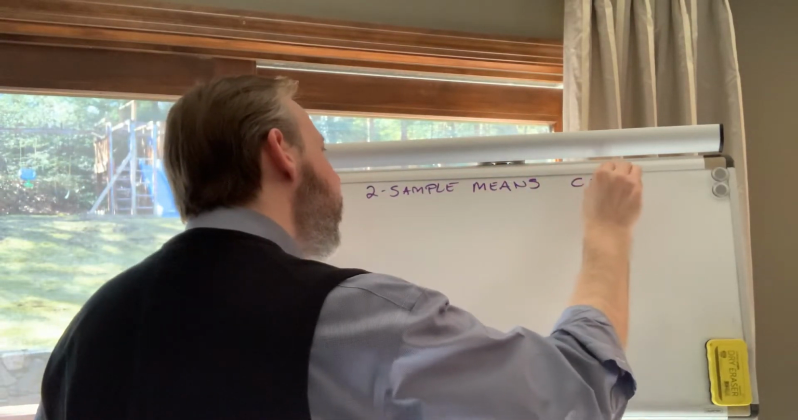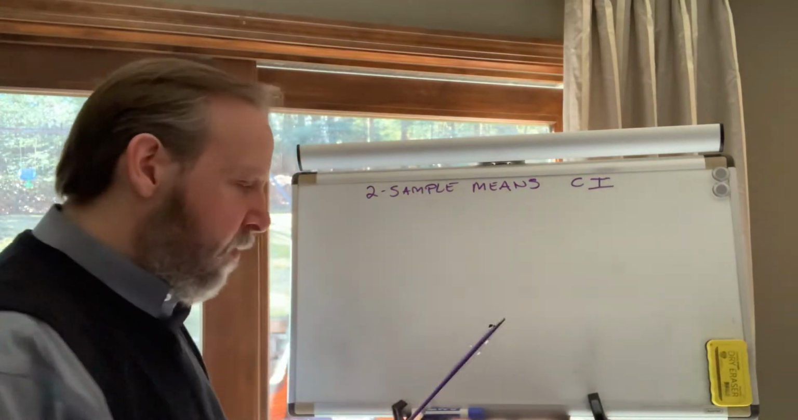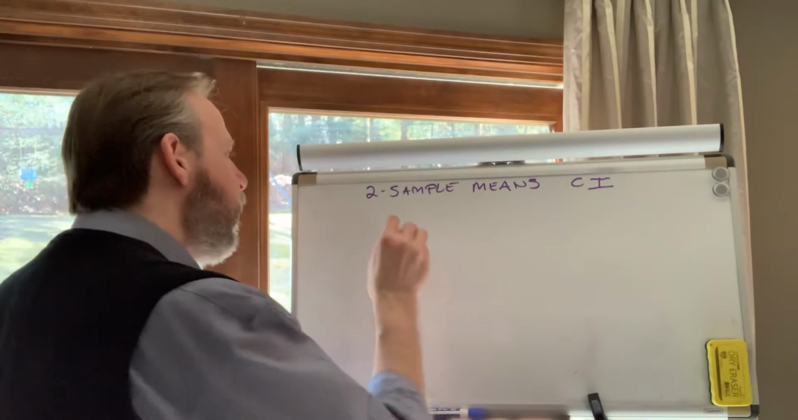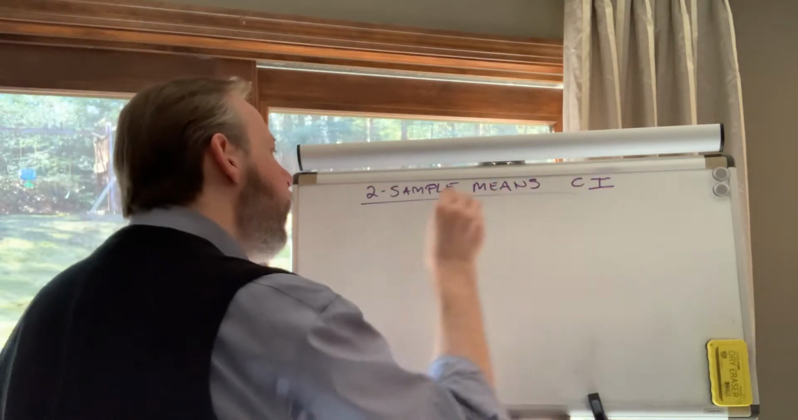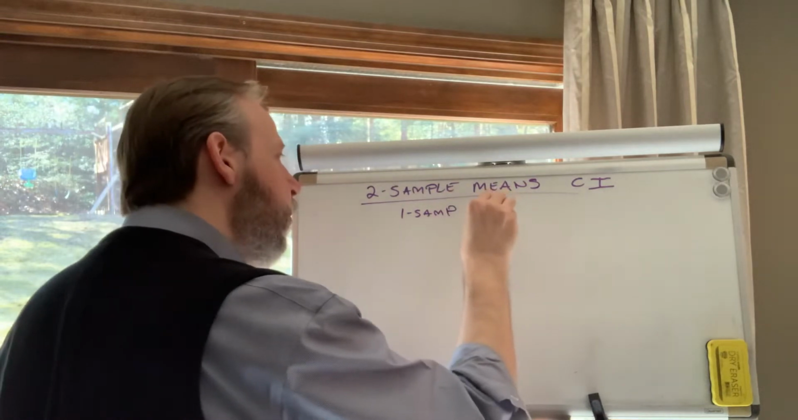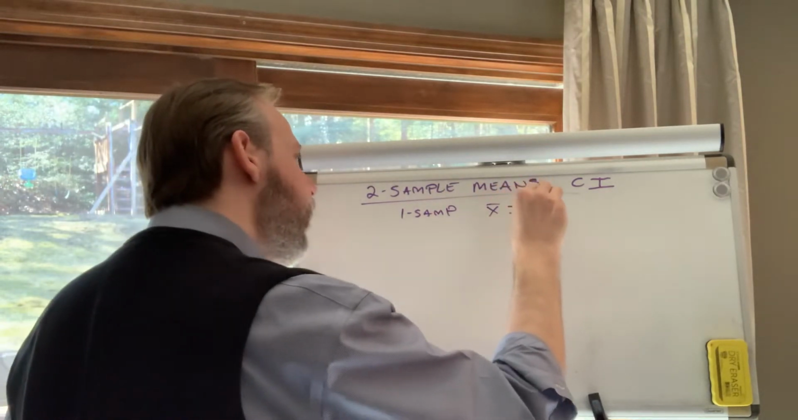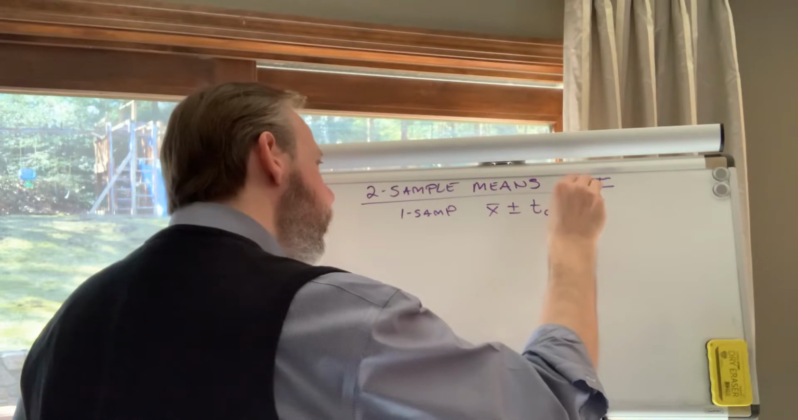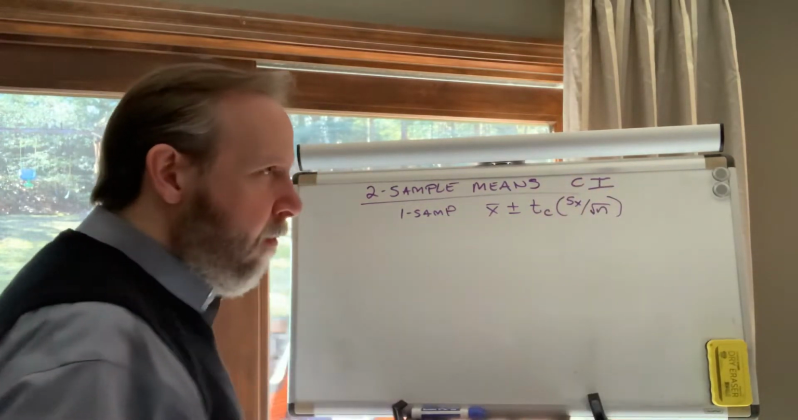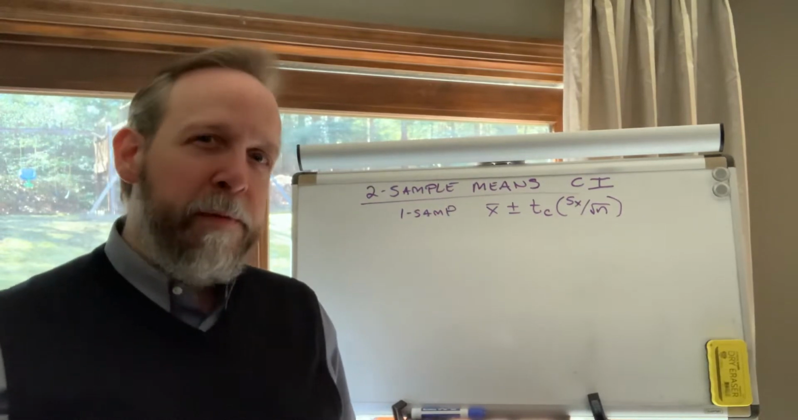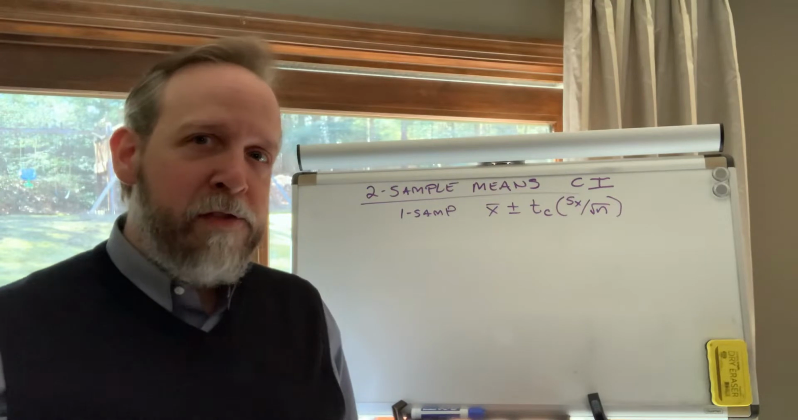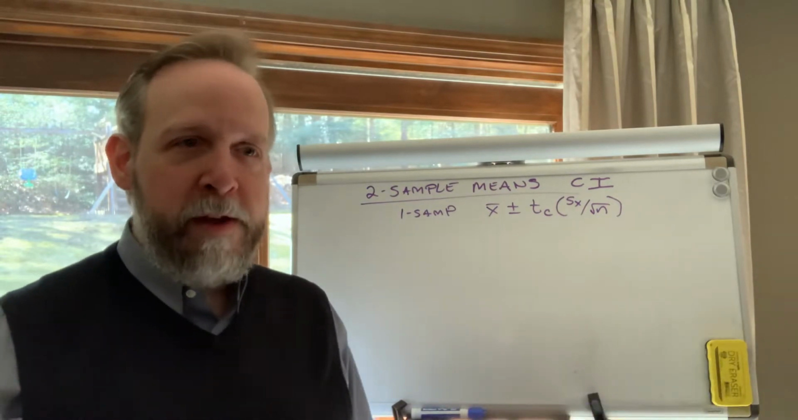And I'll say CI for confidence intervals. What do we need to do? Well, I want you to remember the equation for the one sample. The one sample mean confidence interval is x bar plus or minus critical T times S sub x over root n. It's not really all that much different than with one sample, but now we have two. So we have to include the fact that it's the difference between two sample means.